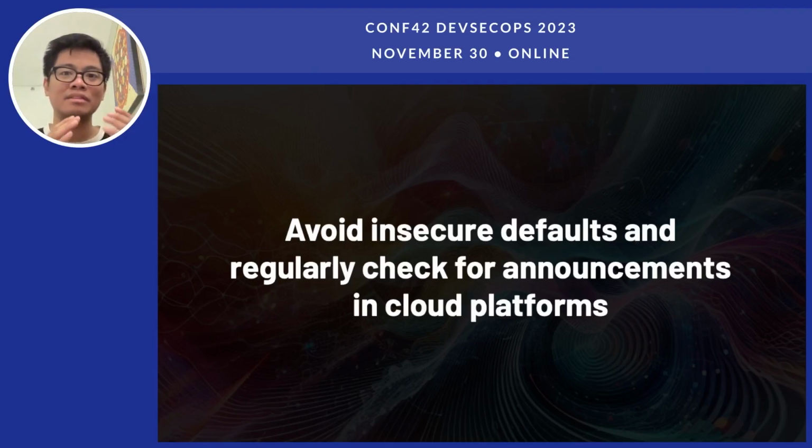So if that storage contains, let's say, a database dump, or a set of files containing very sensitive information, then it's going to affect your organization as well. So be very careful about this and regularly check for announcements in cloud platforms, especially if they decided to change the defaults into something more secure. This is important, especially if you use cloud platforms like AWS, Azure, and GCP, because even if you already have the IAC templates, those templates may not automatically reflect what has been announced recently.